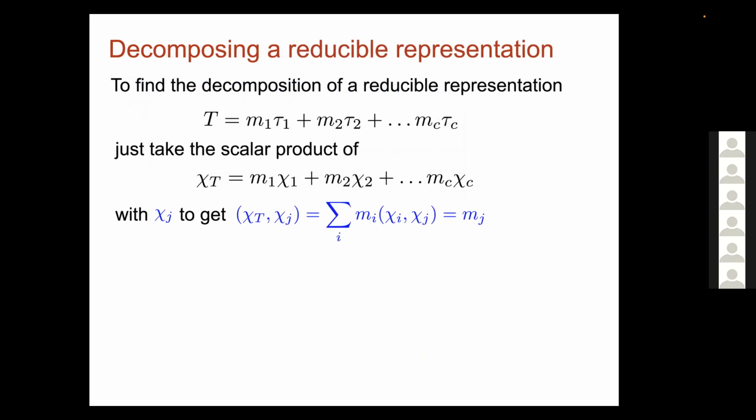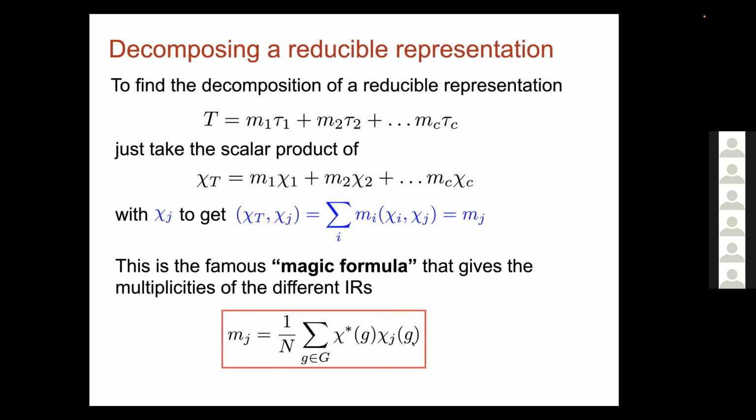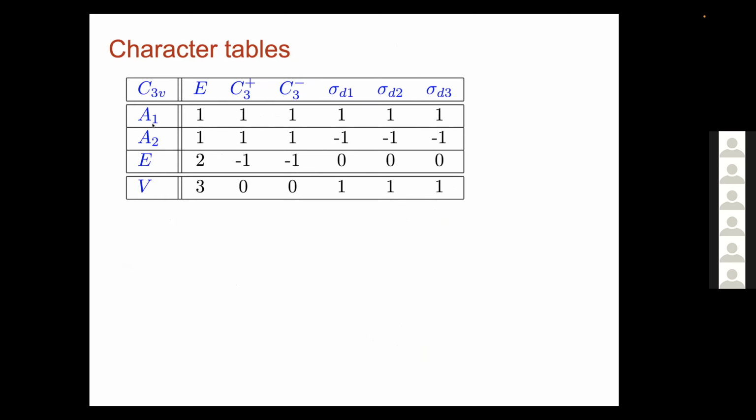No, this index doesn't go over the elements. This index is this one here. This index can be A1, A2, or E. The index goes over the irreducible representations, okay? Remember, for each representation, I have a vector, and these three vectors are orthonormal vectors in a three-dimensional space, okay? So I goes over the three irreducible representations.